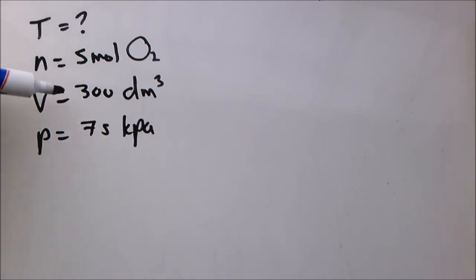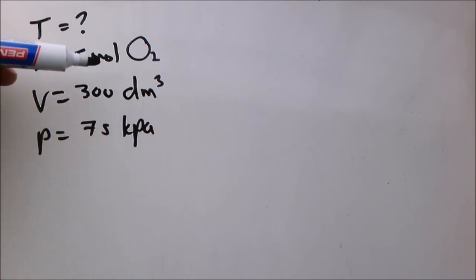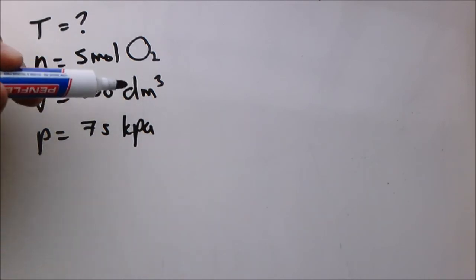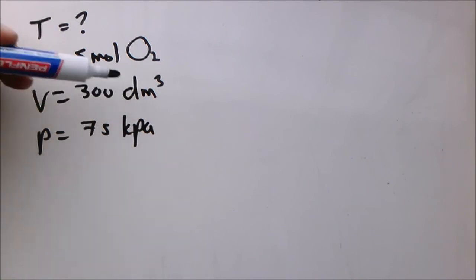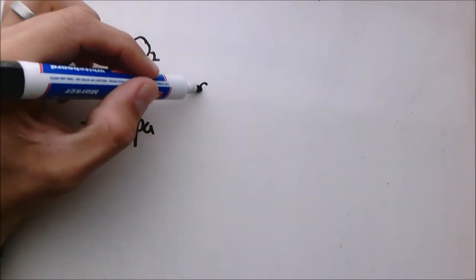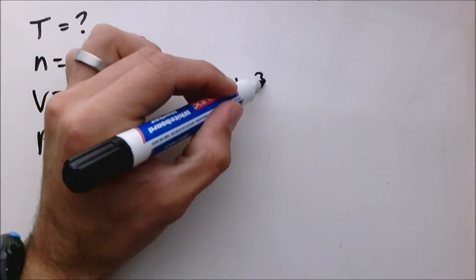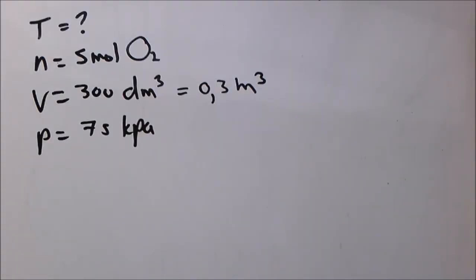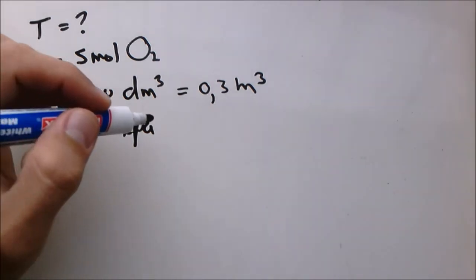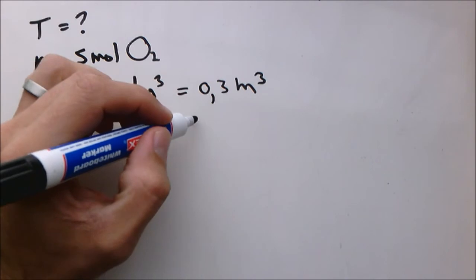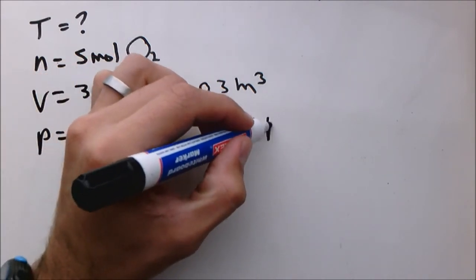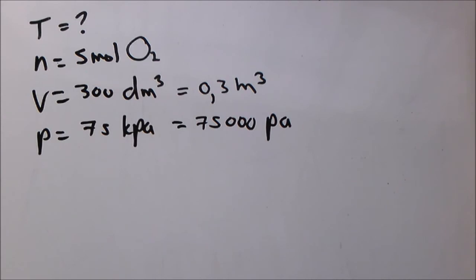Okay, so 300 cubic decimeters. We know there's 10 decimeters per meter. That means there's 1,000 cubic decimeters per cubic meter. So this is 0,3 cubic meters. The pressure was easier to convert. You just had to multiply with 1,000 to go from kilopascal to pascal. So that is 75,000 pascal. And the temperature is unknown, 5 moles already in SI units.